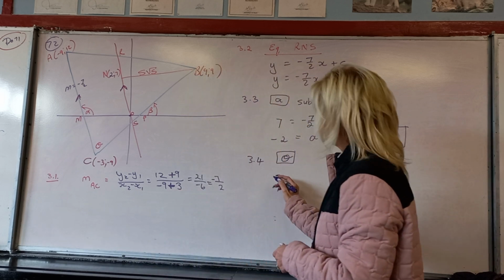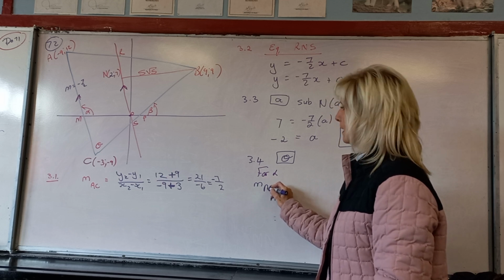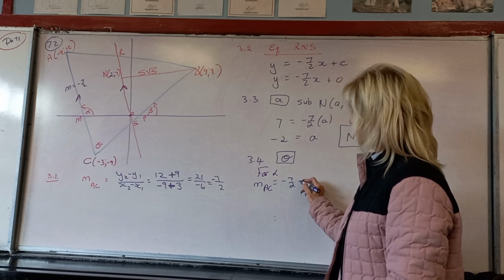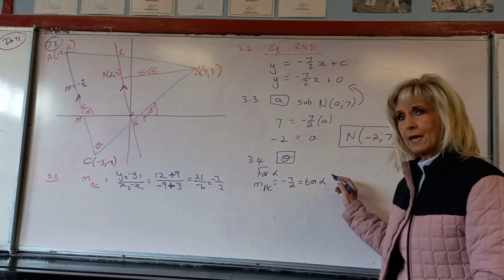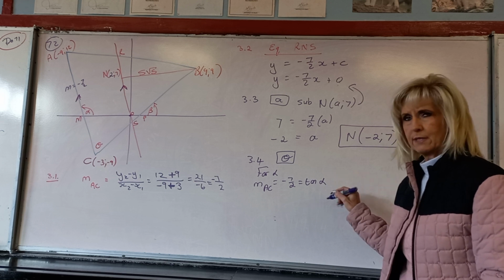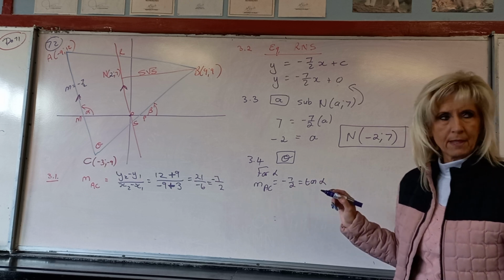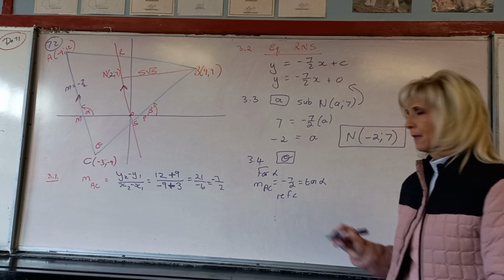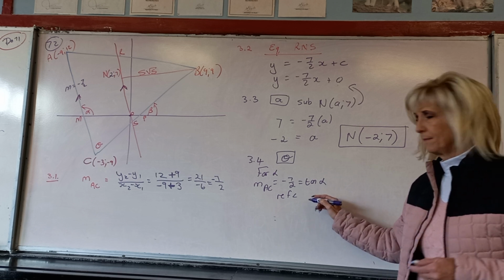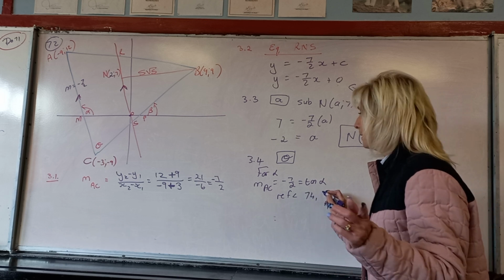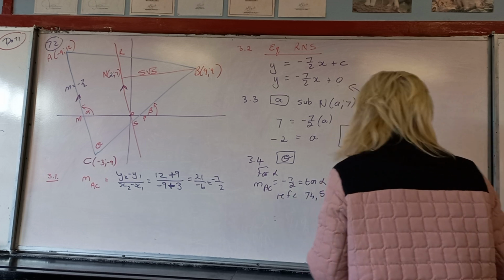So I know that for alpha, I'm going to look at the gradient of AC, which was negative 7 over 2, equal to tan alpha in that case. The main thing is that I'm using tan of the angle equal to the gradient, whether theta, alpha or beta. First you do your reference angle by doing shift tan of 7 over 2. Answer? 74,05.